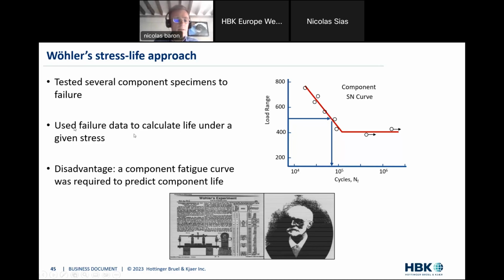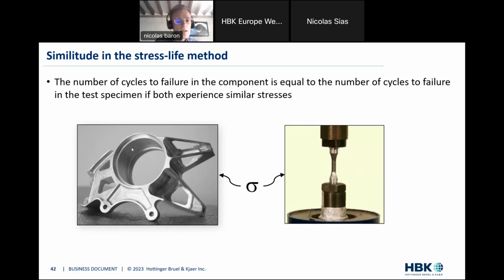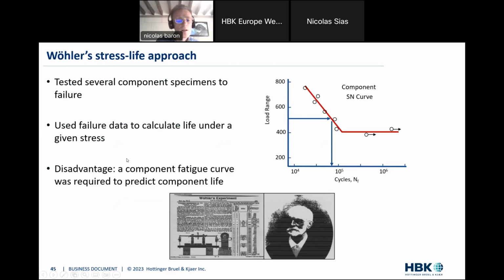One of the drawbacks of the Voller curve is that you need a component fatigue curve to predict the component life. What do we mean by component fatigue curve here? We mean we just look at the component as already engineered. So this curve really refers to that component already existing in the field, in the wild. So that's somehow a drawback.